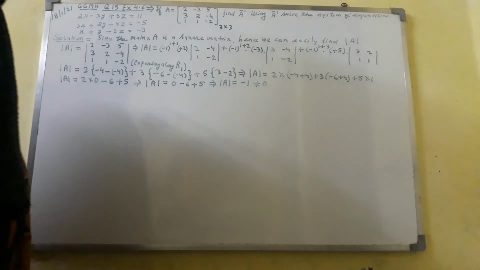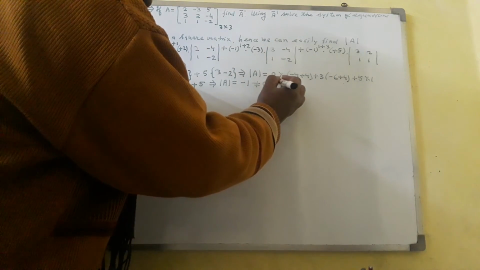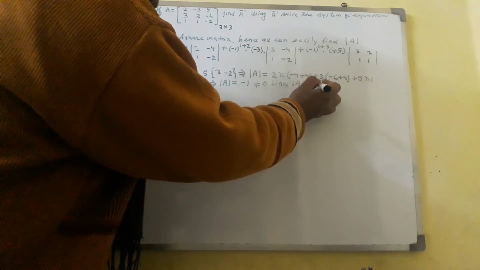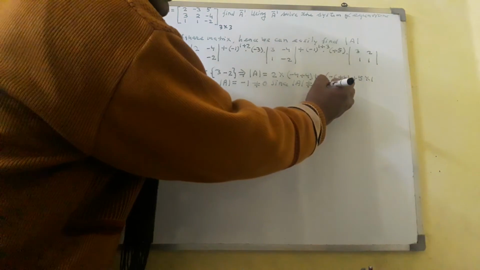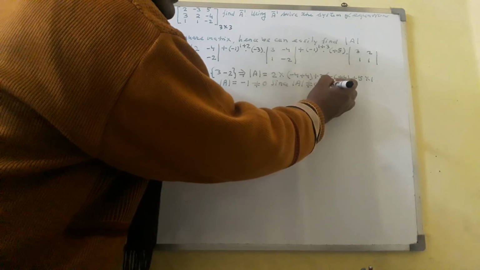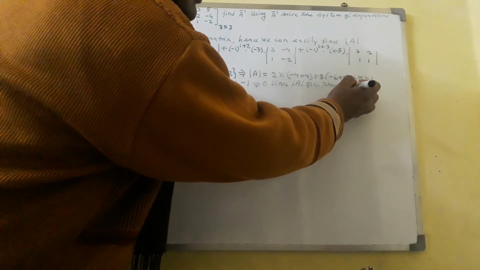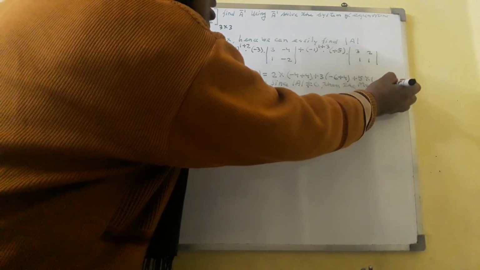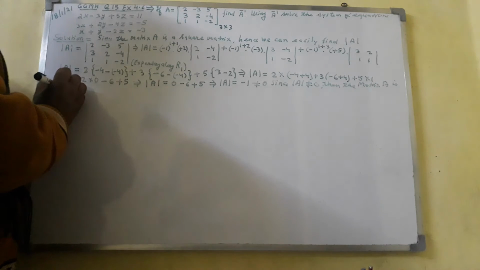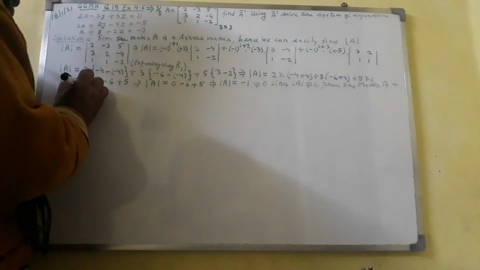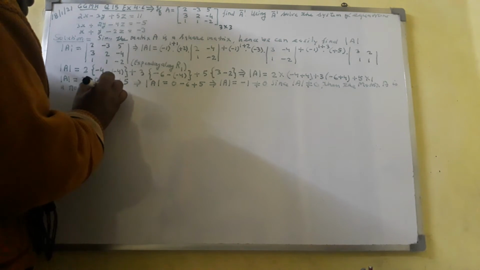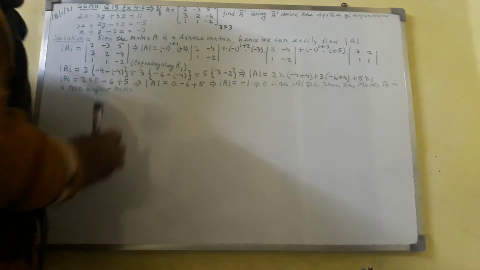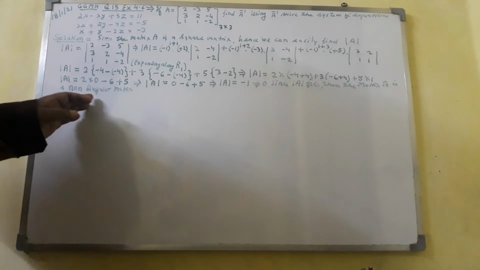So here I shall write, since determinant of matrix A is not equal to 0, then the matrix A is a non-singular matrix. Matrix A is a non-singular matrix.